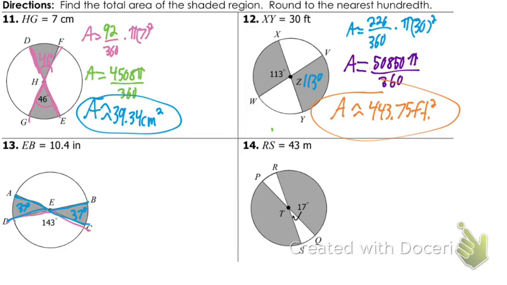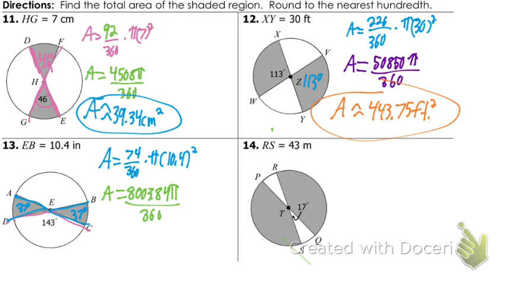From there, you would add up the 37 and 37 together, and you get area to be 74 divided by 360 times pi times 10.4 being squared. Not approximate, but multiply the top together. 8,003.84 pi divided by 360. Let the calculator do the work as we approximate here, and we get 69.85 square inches.